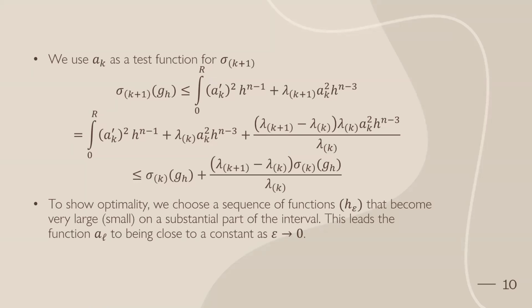To prove the optimality, we need to choose a sequence of functions h such that when epsilon tends to 0, our spectral ratio tends to our upper bound. We have two choices for the sequence of functions. The first is to choose h epsilon to be very large on a substantial part of the interval, so between epsilon and r minus epsilon, we want h to be equal to 1 over epsilon, really, really large. Or we can choose h epsilon to be really small between epsilon and r minus epsilon. On the missing intervals, we make sure that everything is smooth so that we satisfy our assumptions on the derivative.